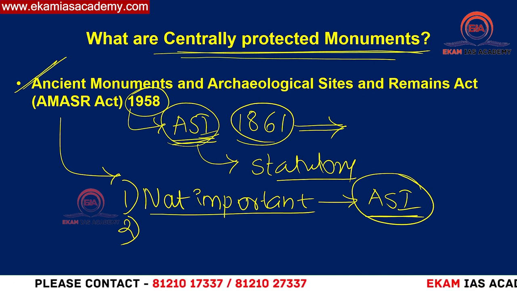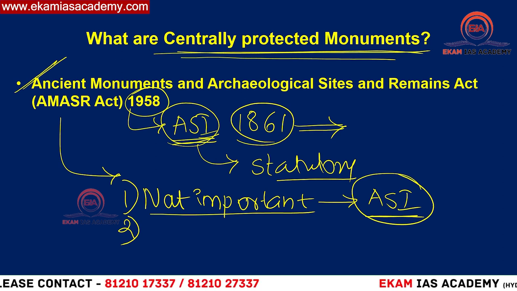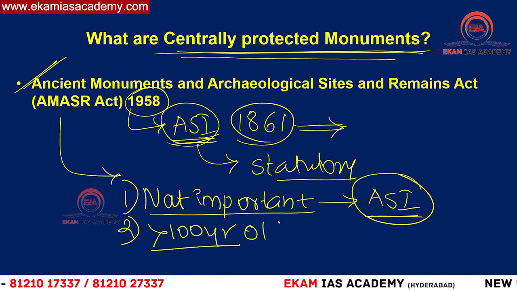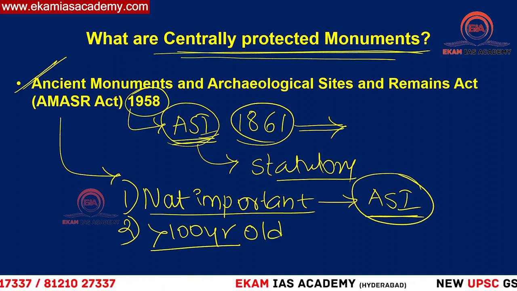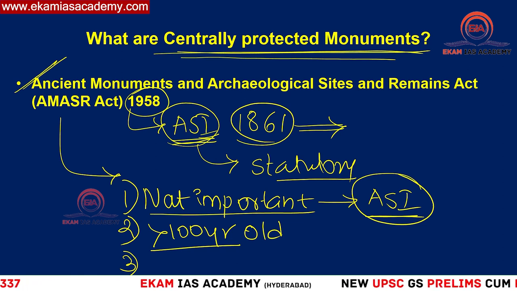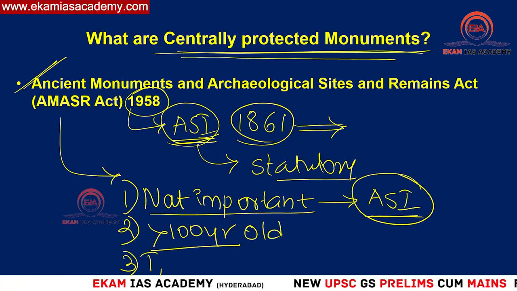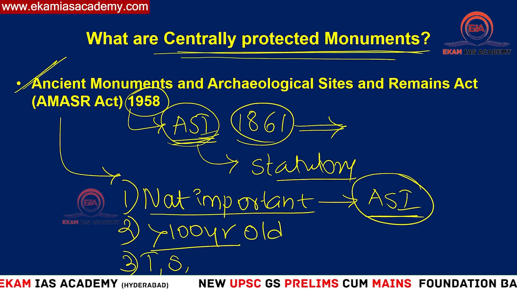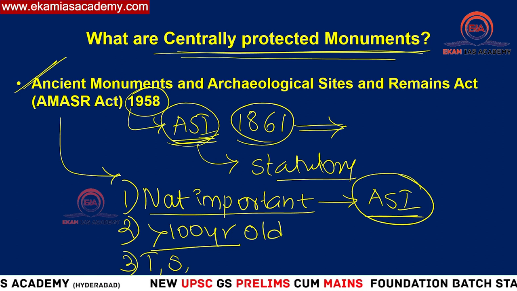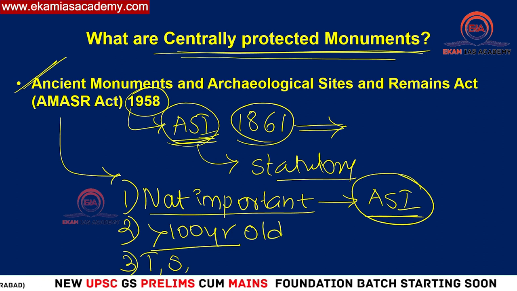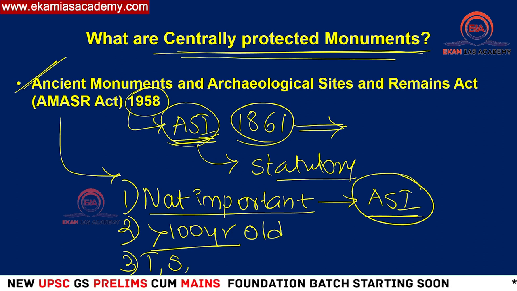The second thing is, to be listed as a centrally protected monument, it should have a history of more than 100 years, at least 100 years old. Then only it can be recognized as a centrally protected monument by ASI. Then the third condition is, this can be with respect to temples, it can be stepwells. Sometimes we see Rani ki Vav, which you find on a currency note also. Which currency note will you find this Rani ki Vav on? Try to answer in the comment section. It is from Gujarat. That is also a stepwell.